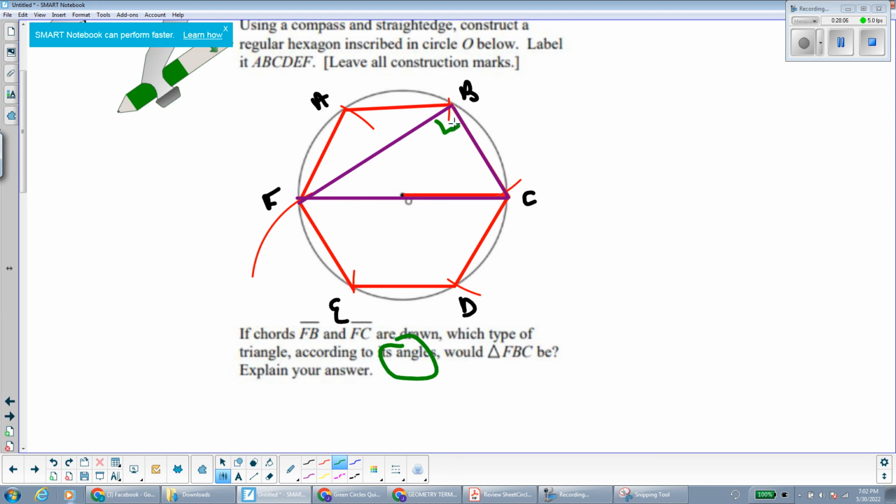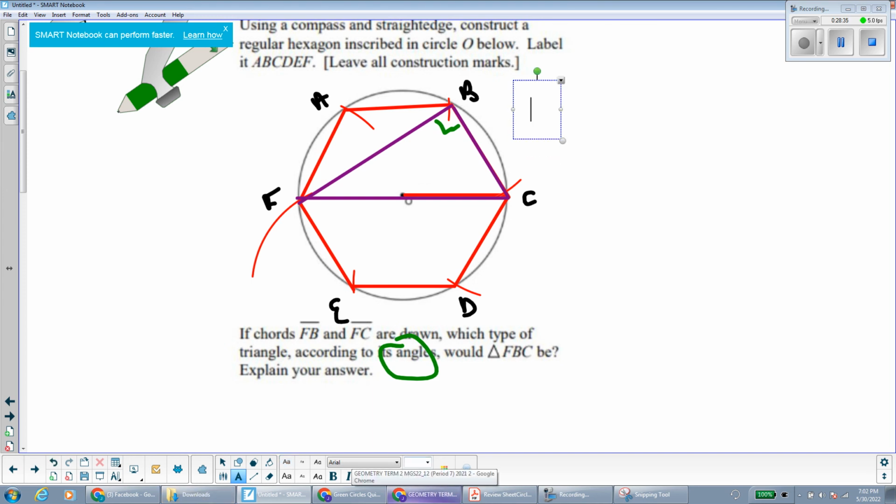And the reason that it's a right angle is because angle FBC is an inscribed angle of the circle. And it intercepts a semicircle, a 180-degree arc. And we know inscribed angles are half their intercepted arcs. If the intercepted arc is 180, half a circle, the inscribed angle would be 90. Let me type an explanation for that. Let me just make this smaller.